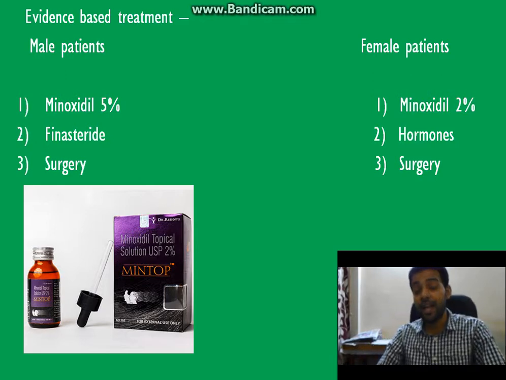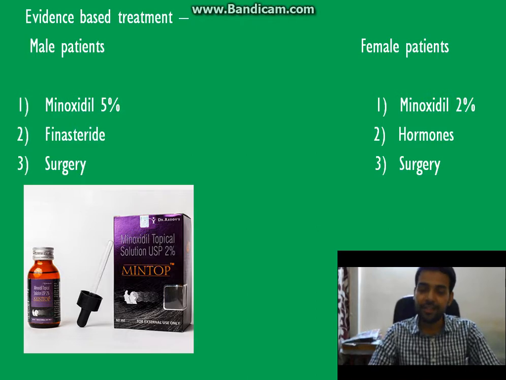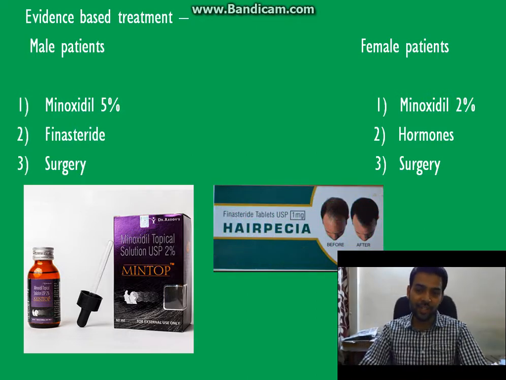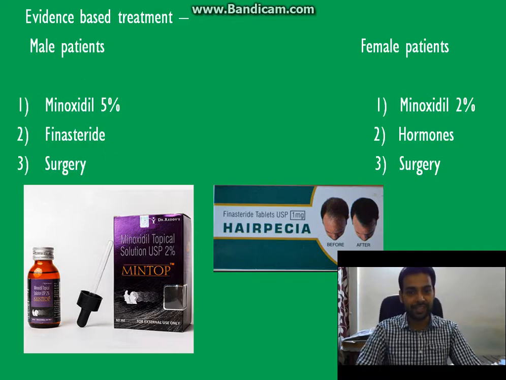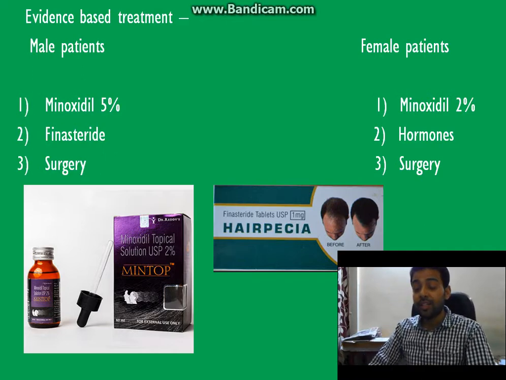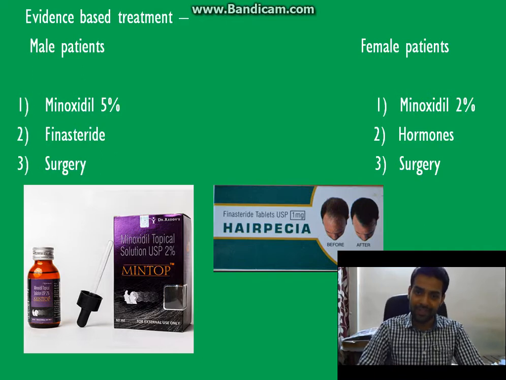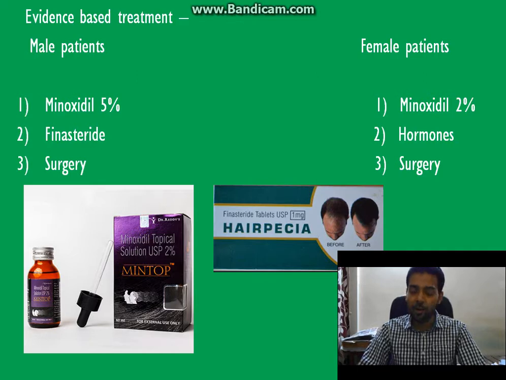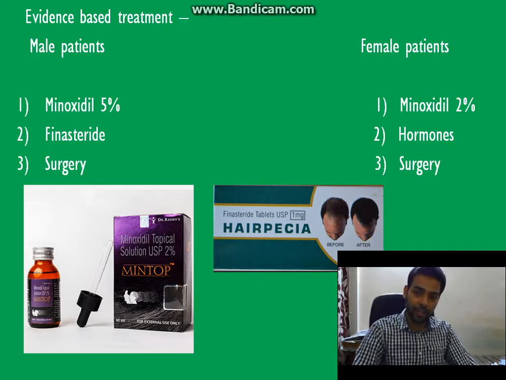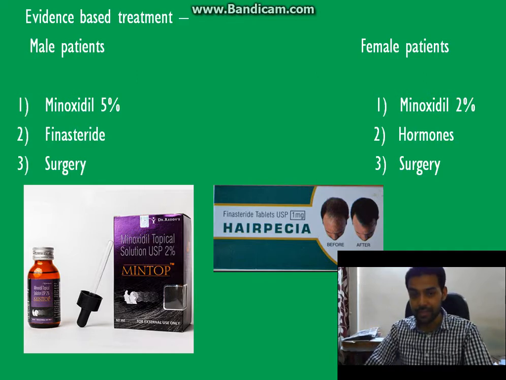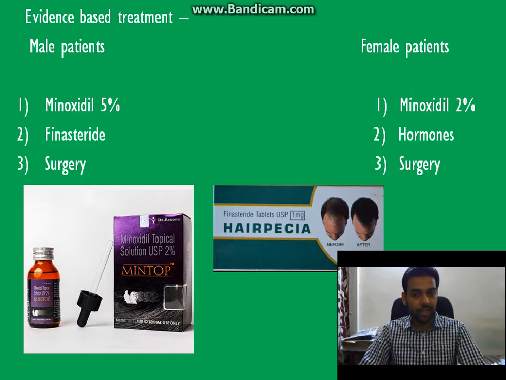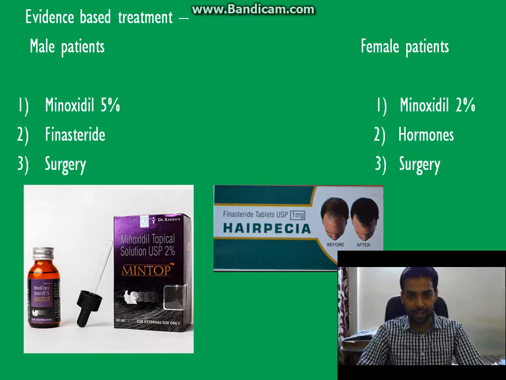Second treatment which actually works is finasteride. It comes in the form of tablets. The standard dosage of finasteride is 1 mg for males. The third treatment is hormones, but only in case of alopecia in females. Hormones are not given in the case of androgenetic alopecia in males. And the last treatment is surgery. In surgery, the treatment used nowadays is follicular unit hair transplantation.